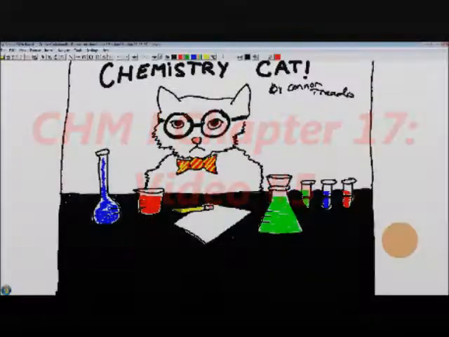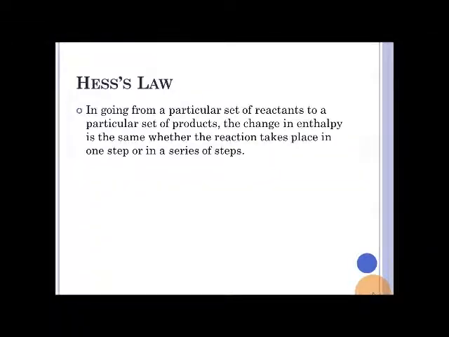Guns. Hess's law in going from a... I am so sorry, I forgot.